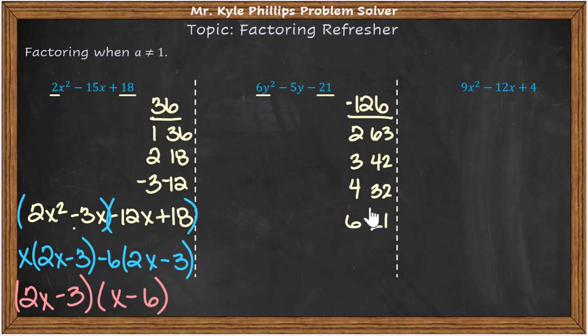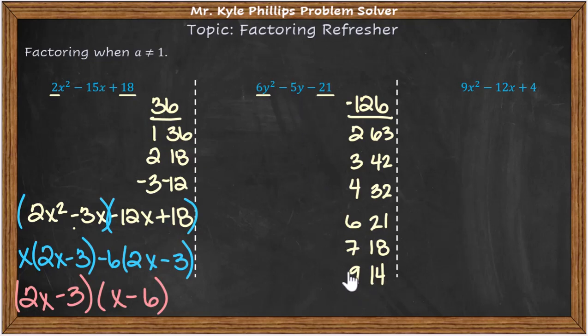What about 7? Can 7 go into 126? Can I say 126 divided by 7? 18. 7 and 18. That doesn't work. What about 8? 126 divided by 8. Would that work? Nope. What about 126 divided by 9? Would that work? 14 and 9. So 9 and 14. Can that combine and give me 5? And yes, it can.